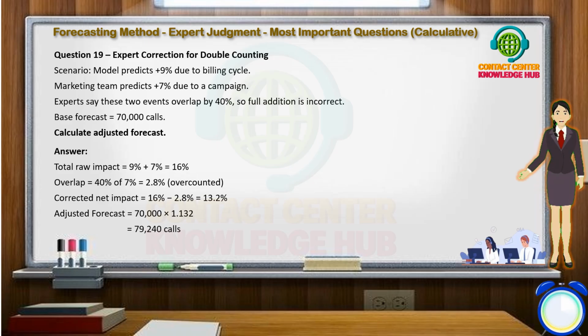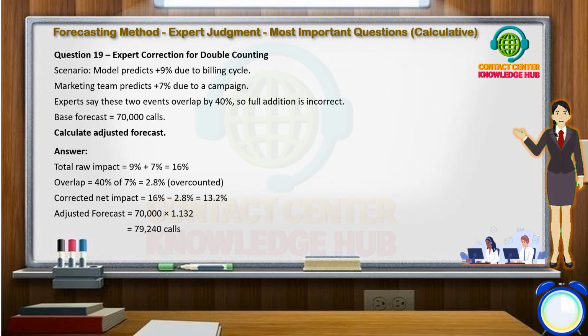So, overlap is equal to 7% times 40%. Convert to decimals. 0.07 times 0.40 is 0.028. That is 2.8% overlap, meaning 2.8% is overcounted. Step 3. Calculate the corrected net impact. Corrected net impact is equal to 16% minus 2.8% equals 13.2%.